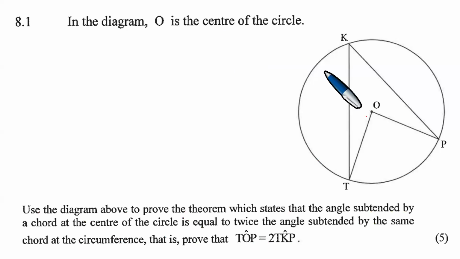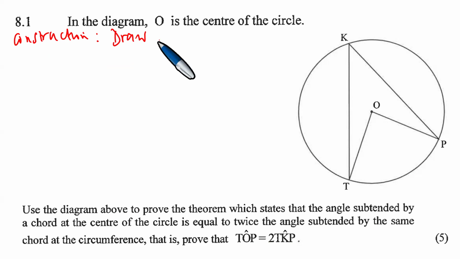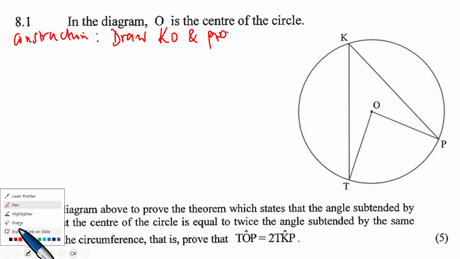In the diagram, O is the center of the circle. Use the diagram to prove the theorem which states that the angle subtended by a chord at the center of the circle is equal to twice the angle subtended by the same chord at the circumference of the circle. That is, prove that angle TOP is equal to 2 times the angle TKP. So let's do a construction. Draw KO and produce.